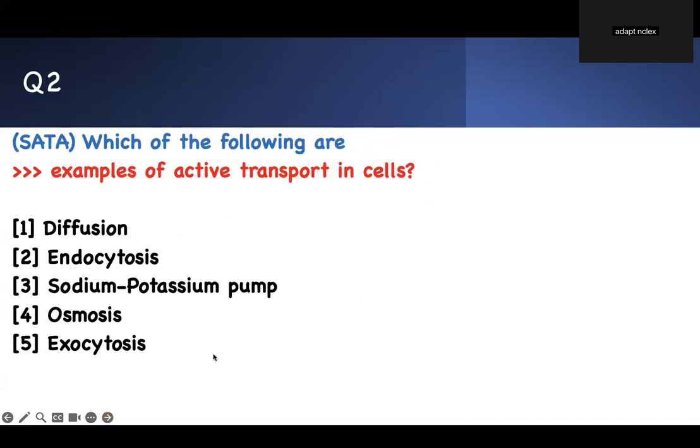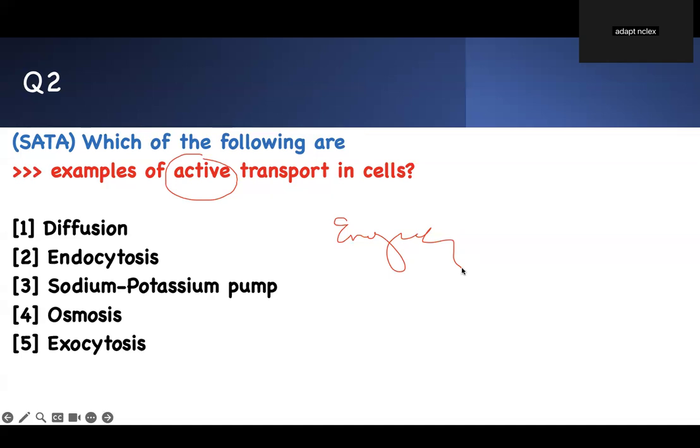Which of the following are examples of active transport in cells? For this particular question, you can see there's a buzzword there. Active transport. That means you have to use energy. Then ask yourself, which process over here needs energy? In diffusion, you don't need energy. You're spraying your perfume. All the gas molecules are under pressure and they move from high pressure to low pressure.